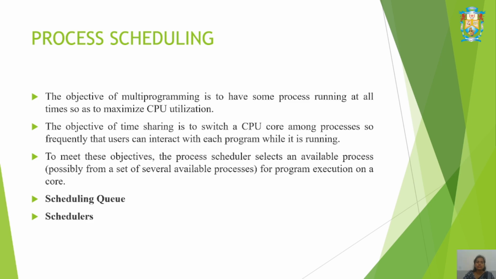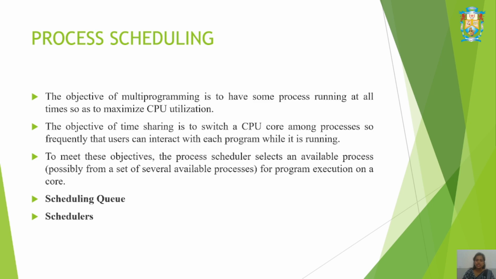Next we have the process scheduling concept. The main objective of multiprogramming is to have some process running all the time so that CPU utilization is done in an efficient manner. Also, the objective of a time-sharing system is to switch the CPU among the processes so that users can frequently interact with each program while it is running. Now, in order to meet these two objectives, the process scheduler selects an available process from the main memory for program execution on the core. So process scheduling is selecting a process from the main memory by the CPU for its execution.